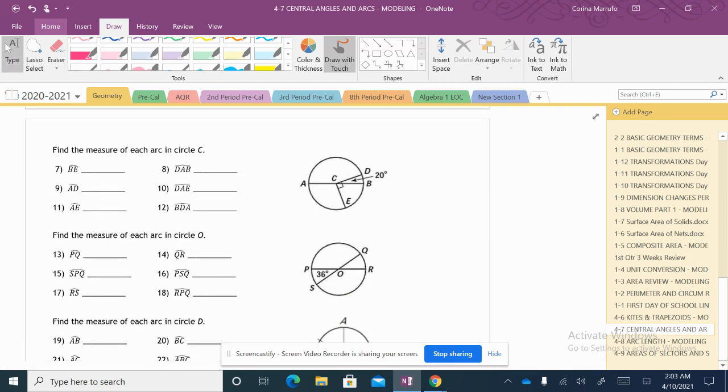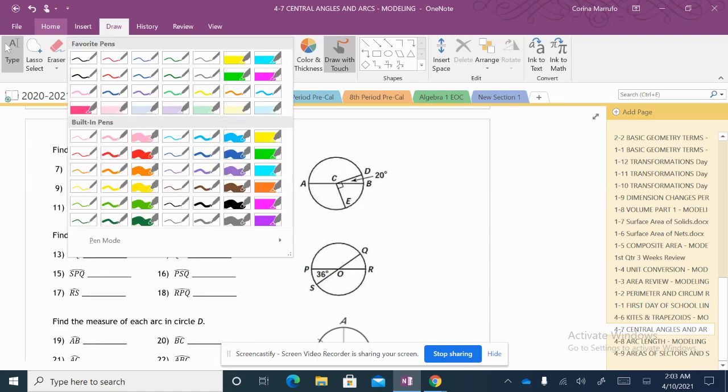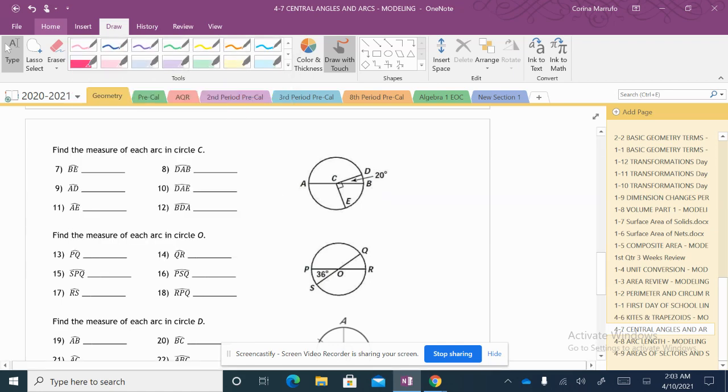So here it says find the measure of each arc in circle C. All right, so they give us some information. They tell us that this little angle in here is 20 degrees. Then they also tell us that this little angle right here is a right angle, so that angle is going to be 90 degrees. If that little piece is 20, then this little piece is going to be 70, because 70 plus 20 gives me 90.